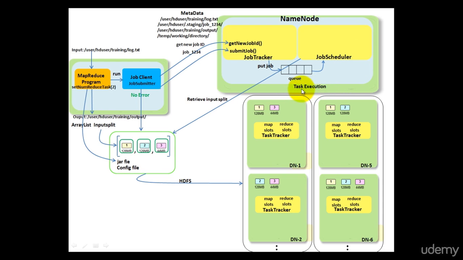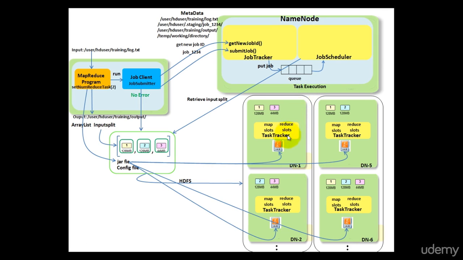Now we shall see how these tasks are executed by the task trackers. First, the jar file is copied to the data nodes on which the tasks are running. Earlier we had copied the jar file to the HDFS cluster. From there it has to be copied to the local file system. In fact, it has to be copied to the local working directory of the data nodes where the tasks are running. And then the contents of this jar file are extracted to this local working directory.